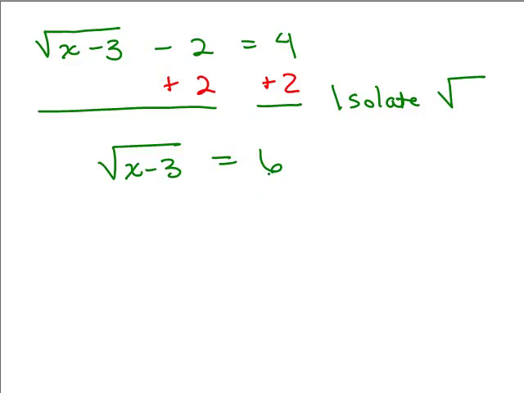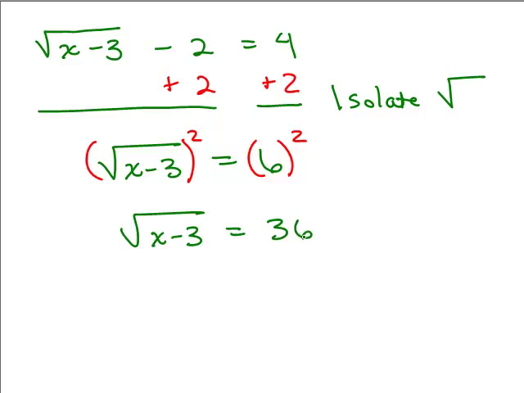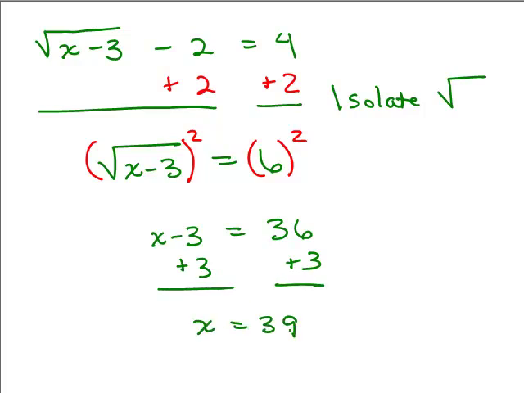All right, now that we have the square root isolated, we could square both sides. So let's see. Let's square both sides. And we have, oops, not the square root, just x minus 3 equals 36. And so if we just add 3 to both sides, x equals 39. Now we want to check this in the original.